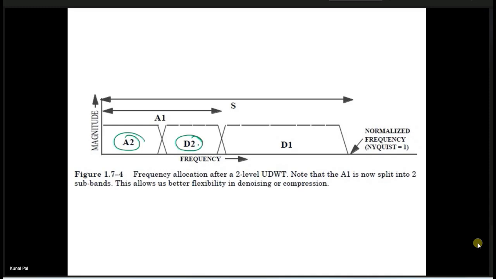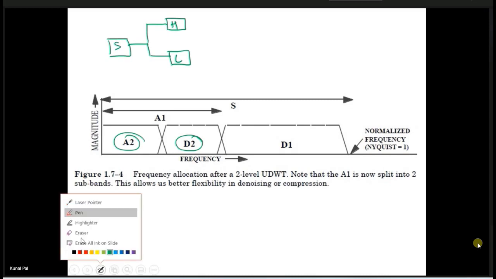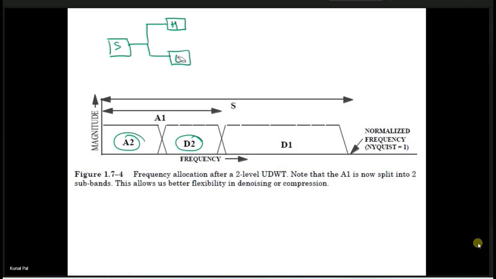Okay, so say for example, if I start with the signal S, in the level 1 decomposition, I will be having a high pass filter and a low pass filter. So these we have already named. So I will just erase this and name them. Say A1, D1. So A1 means the first level of decomposition.